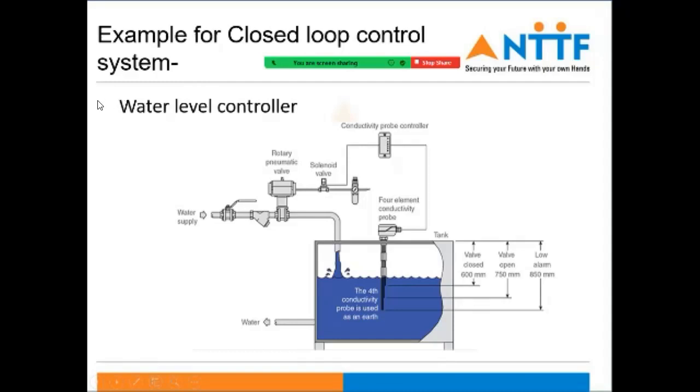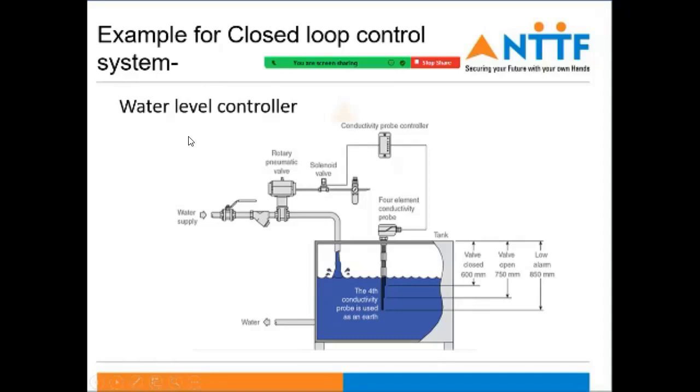Here there is a water supply, and a pneumatic rotary valve which operates on pneumatic pressure. Here a solenoid valve is there, and a conductivity probe controller is there. When each level is reached, it conducts and that signal is fed. This is a 4-level conductivity probe. When the water level reaches here, some voltage is transmitted so that it operates the pneumatic valve a little bit, so that it controls the water supply.